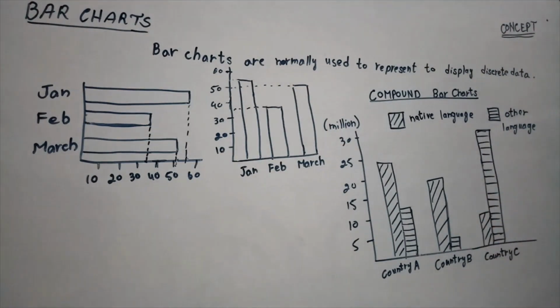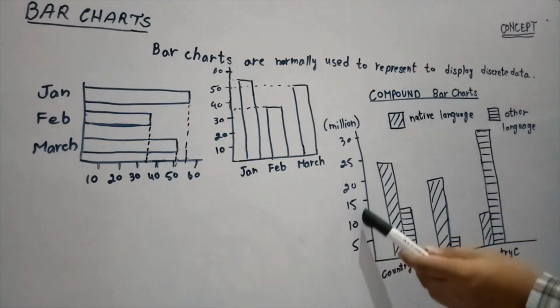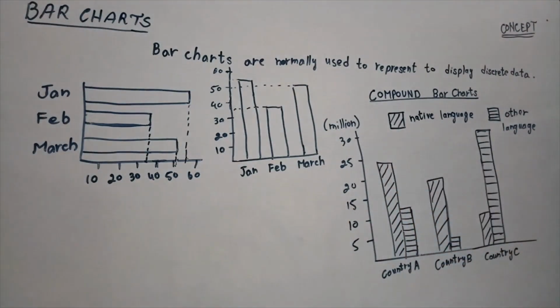This is a compound bar chart of people in different countries who speak their native language or some other language. It is a comparison between the people who speak the native language and other languages. Here we have country A, country B, and country C, and here we have the numbering 5, 10, 15, 20, 25, 30 in millions.